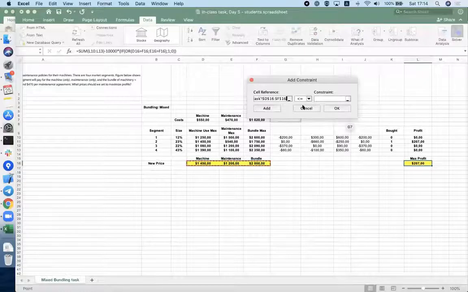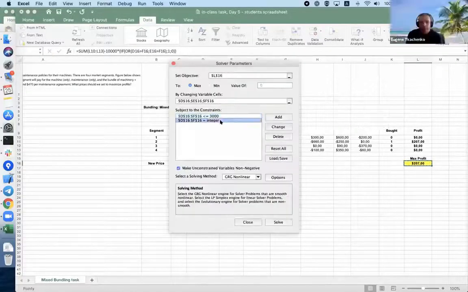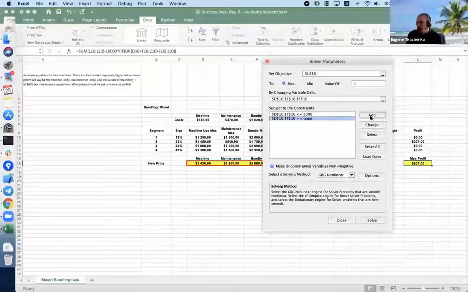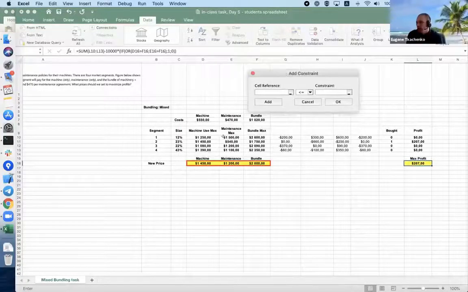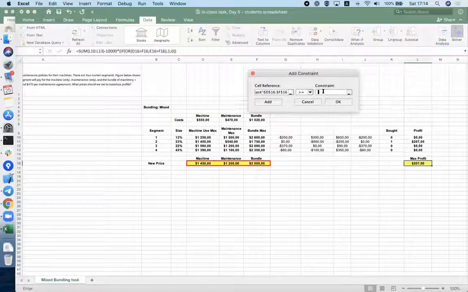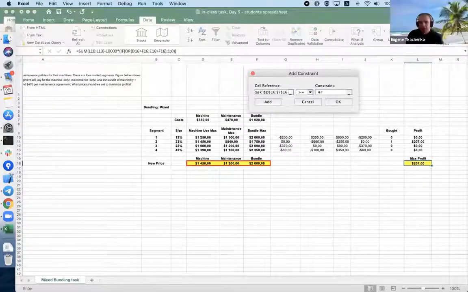Already done. Something more? Yeah, and then let's select the lowest range for all our prices. So add new constraint. Use the entire reference, and select the minimum price of 470, as per maintenance price. 470. Yep.